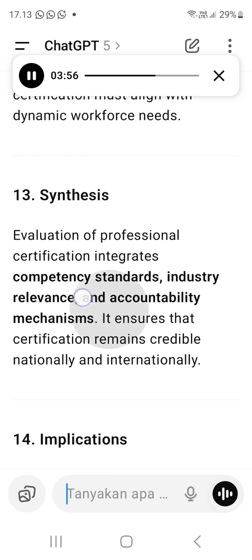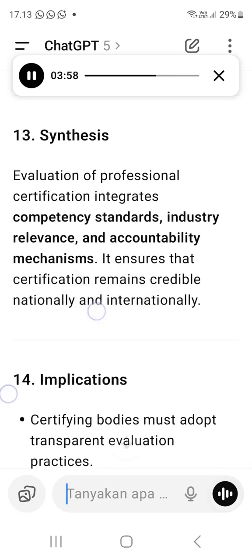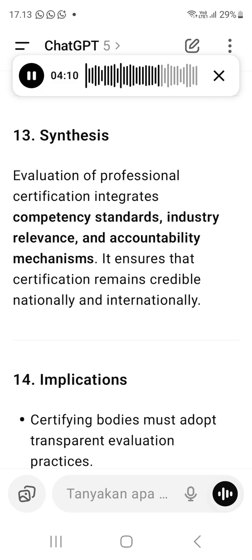14. Implications. Certifying bodies must adopt transparent evaluation practices. Policymakers must support alignment between SKKNI and global standards. Employers must actively engage in certification design and evaluation.